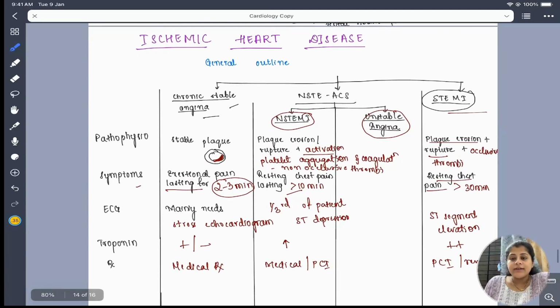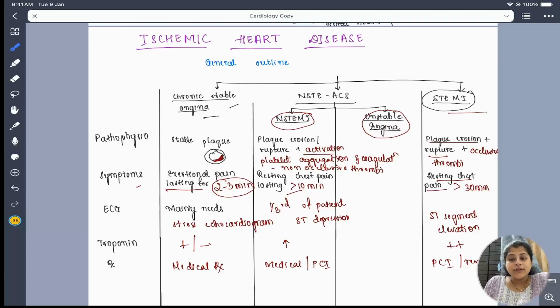Okay, ischemic heart disease, there are mainly 3 types: chronic stable angina, non-ST elevation acute coronary syndrome, which can be further divided into NSTEMI and unstable angina. Then you have STEMI. So chronic stable angina has a stable plaque. The patient will have pain only during exertion, and the pain is relieved by rest. NSTEMI, they will have plaque, but plaque is not stable.